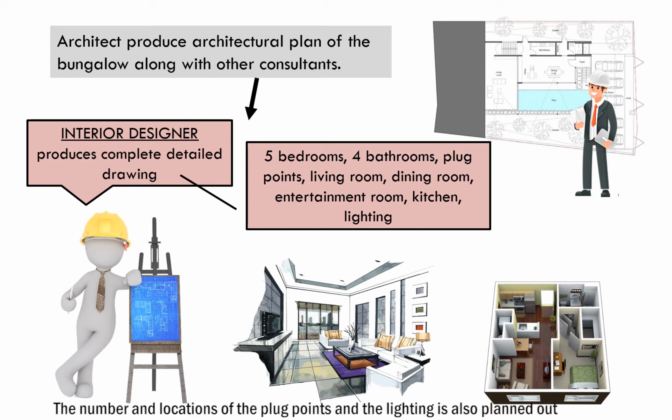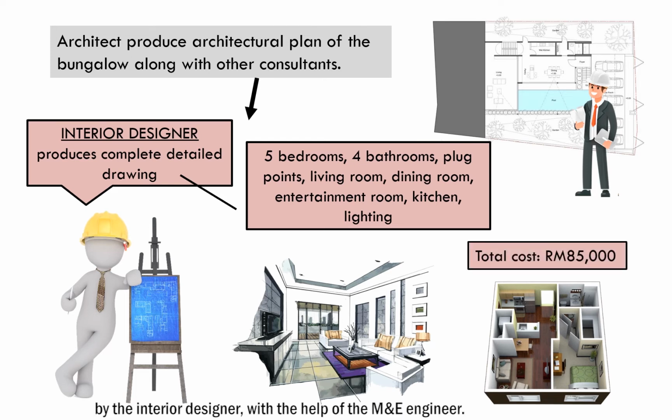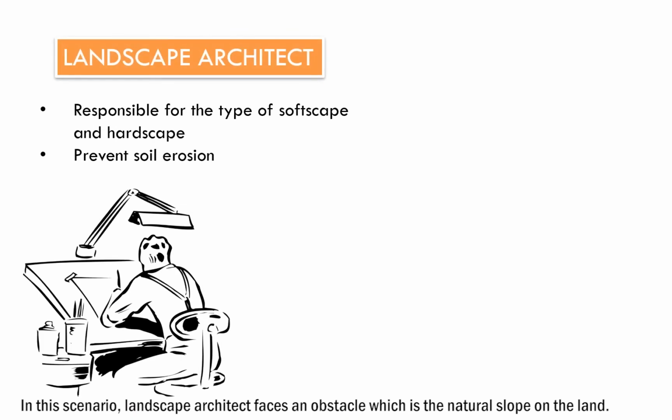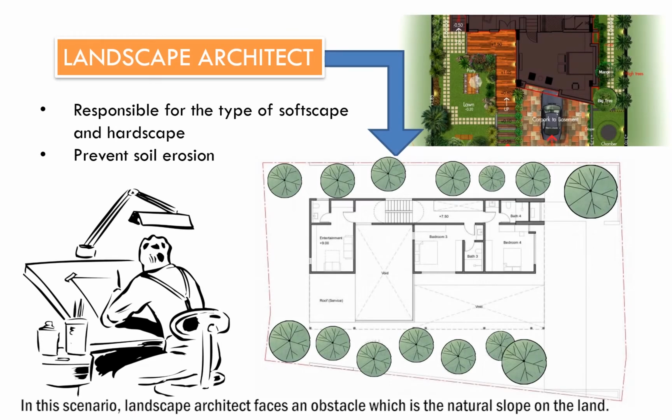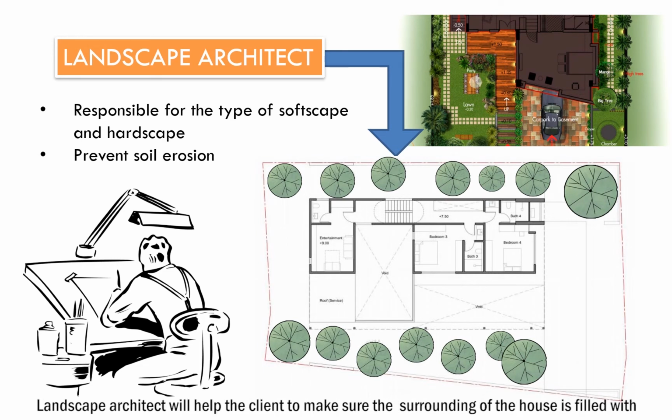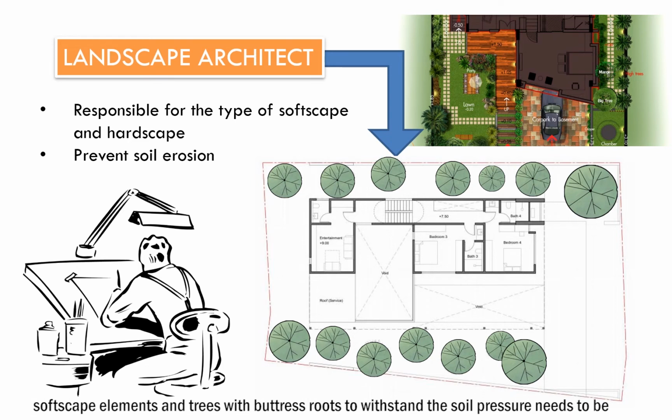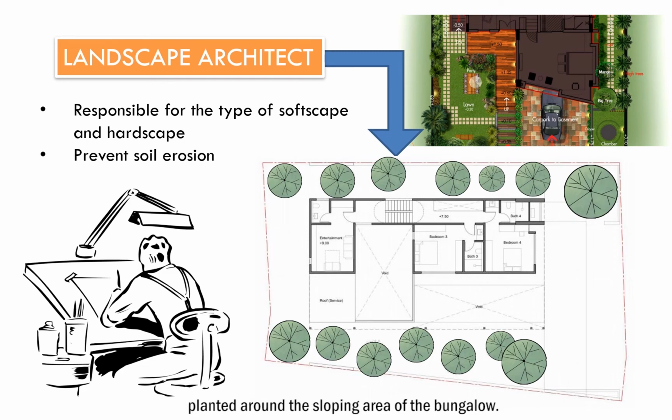The number and locations of the plug points and the lighting is also planned out by the interior designer with the help of the mechanical and electrical engineer. In this scenario, the landscape architect faces an obstacle, which is the natural slope on the land. The landscape architect will help the client make sure the surrounding of the house is filled with softscape elements, and trees with buttressed roots to withstand the soil pressure are to be planted around the sloping area of the bungalow.